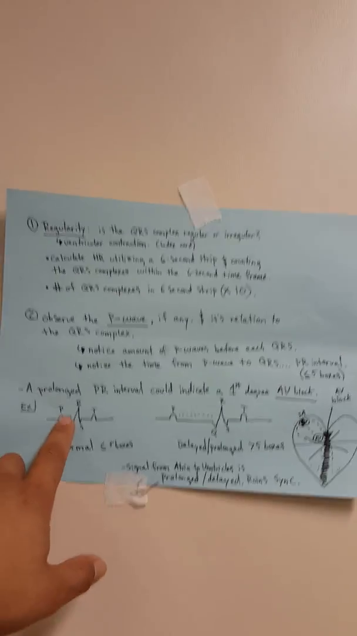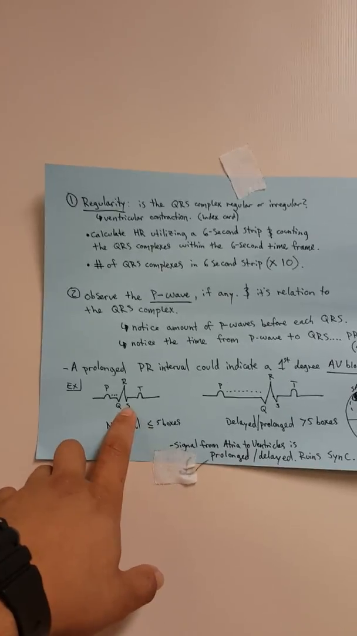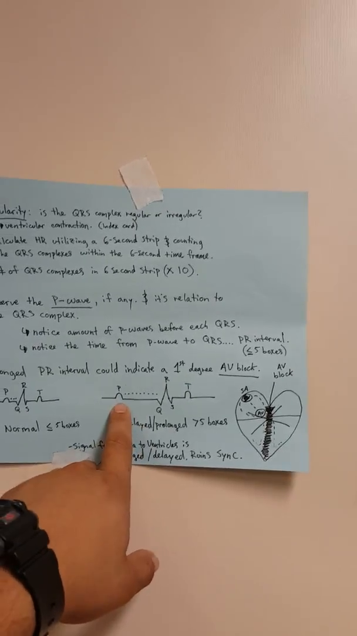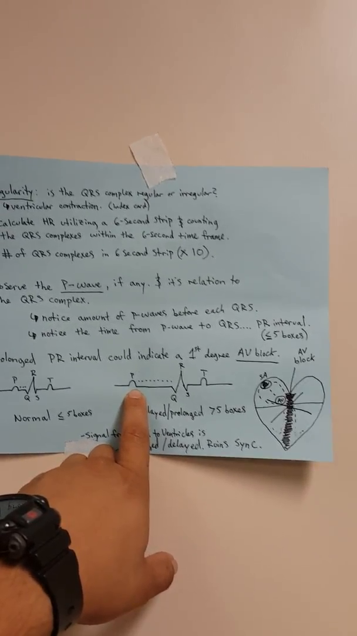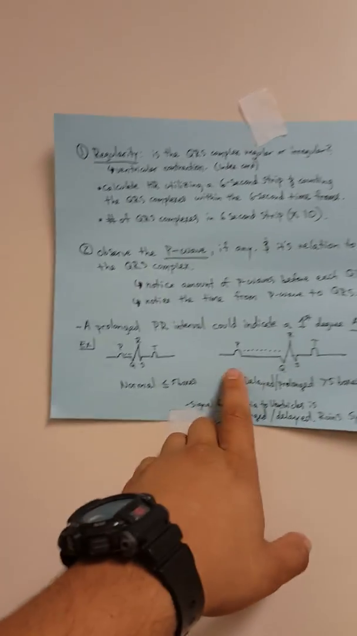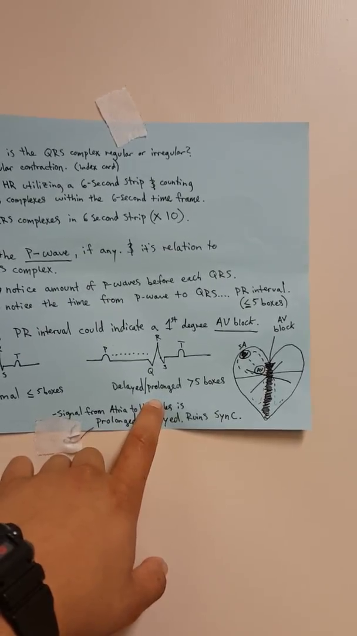So here we see that the PR interval is normal, less than 5 boxes. I didn't put the boxes, but it's just there to indicate that. Here you see I drastically made it prolonged. The PR interval is prolonged, as you can see by the dotted lines over here, there's only a few. So it's delayed. It's greater than 5 boxes.